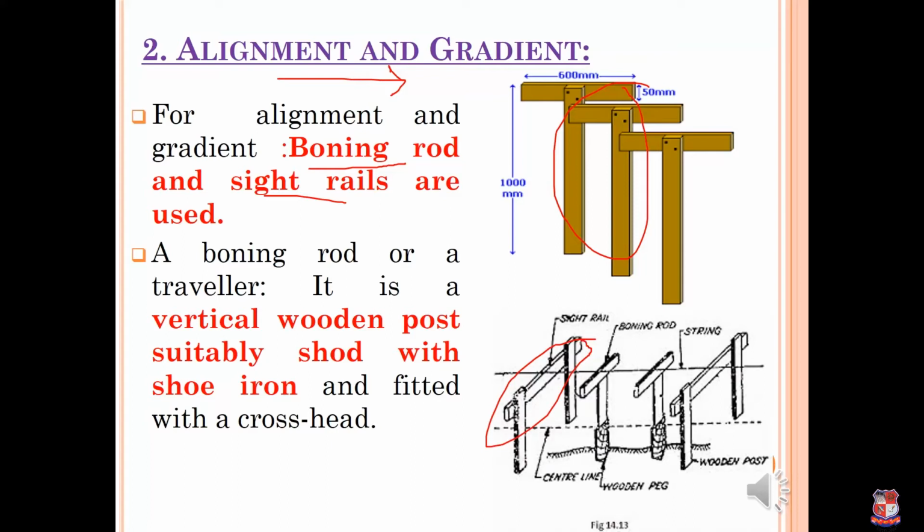So boning rod or a traveler, it is a vertical wooden post which is suitably shod with the iron shoe. So generally at the bottom the iron shoe is provided, just to put it at the invert of the sewer, and it is fitted with the crosshead. So here in this figure you can see both the boning rod and sight rail.